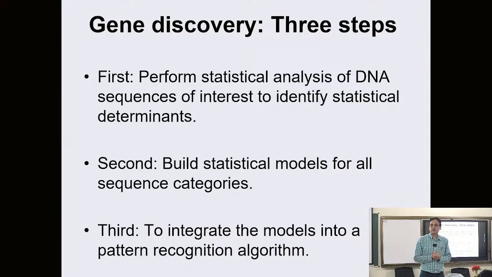Once you have identified those features, then build a model for each of these sequence types. One type is protein coding, the other type is non-coding, as an example. Okay. So once you have built the models, the third step is to integrate these models into a pattern recognition algorithm that can help discriminate protein coding genes from non-coding sequences. Clear? The 3 steps, and we will go through all these steps in a moment.